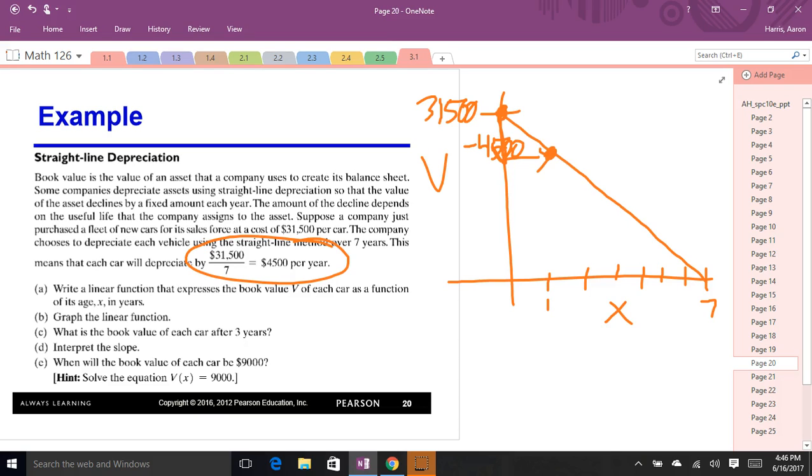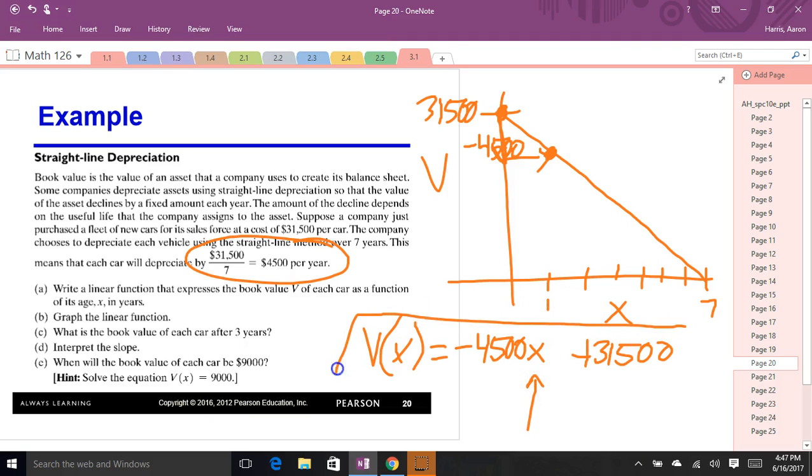for each year over. For each year, okay? So what would the equation be? First of all, part A, write a linear function that expresses the book value of each car as a function of its age in years. So V of x, the value of the car after x years would be, well, it's starting out at $31,500, so there's our y-intercept, and it's losing, so negative 4,500x for each x year. And you could check that, for year 0, if you throw 0 in for x, you would end up with $31,500.